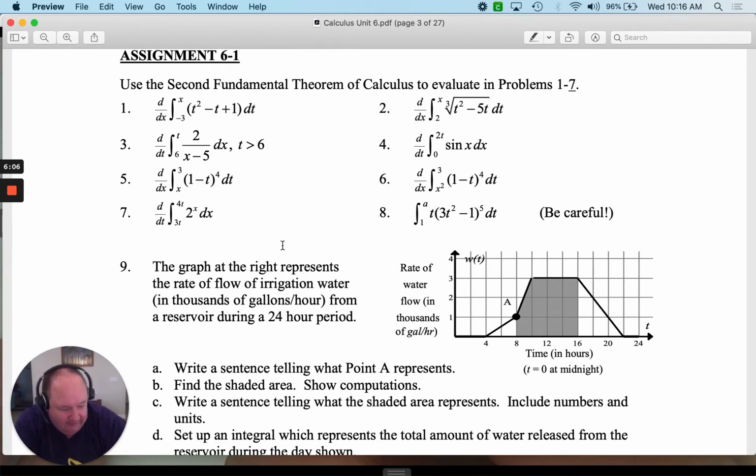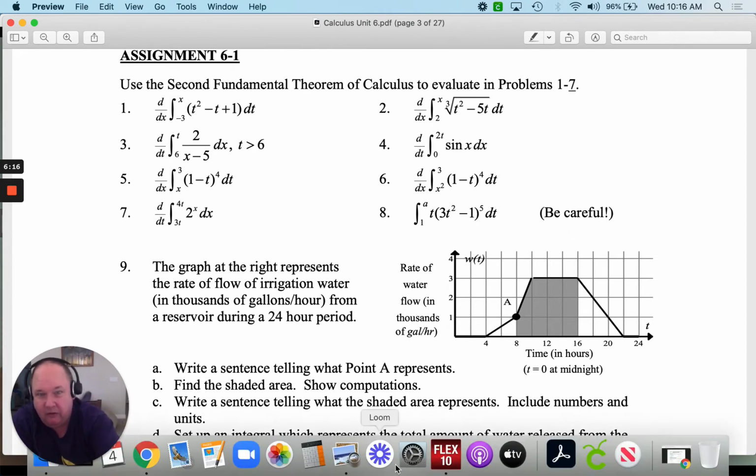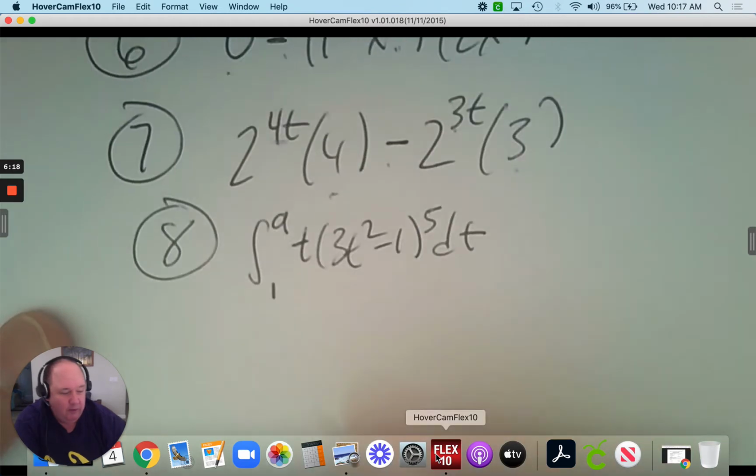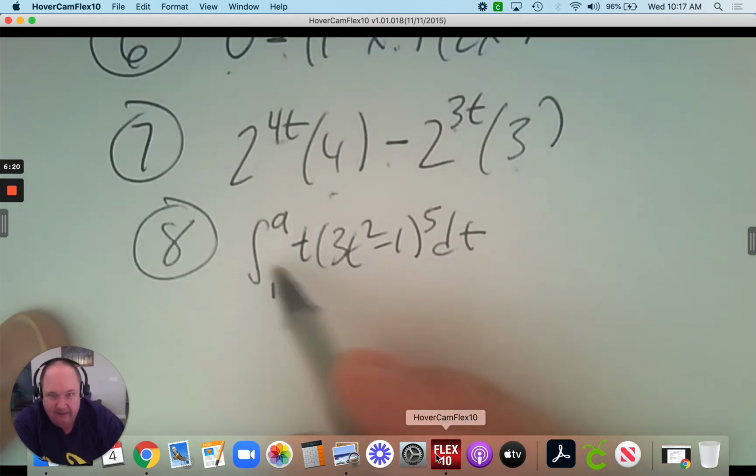Integrate from 1 to A. So you just have a variable you use. And we're going to go through the steps. It's the anti-chain rule. So that's what makes number 8 different. That's why it says be careful. All right. So how do I do this? There's no derivative in front. So I need to integrate.